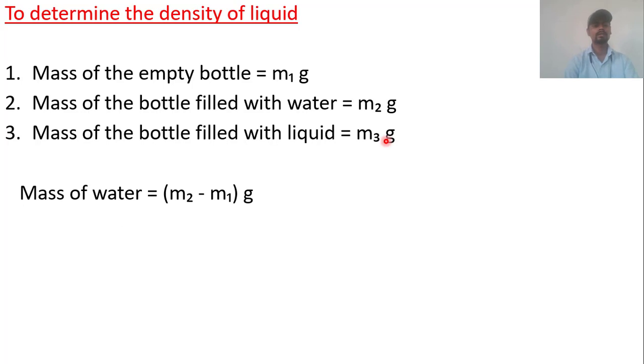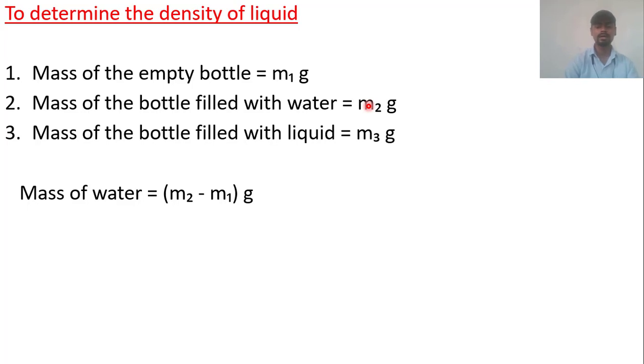Let us move on. What will be the mass of water? Here we are calculating only the mass of water, excluding the mass of the density bottle. M2 is the mass of the bottle filled with water, so when I subtract M1 from M2, I get only the mass of water. M1 is the mass of the empty bottle, and M2 is the mass of the density bottle filled with water.